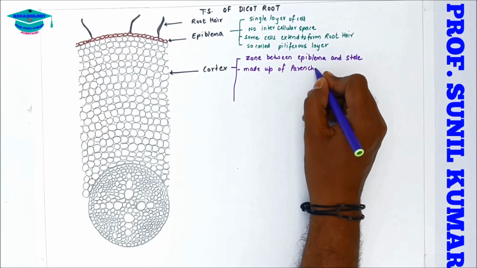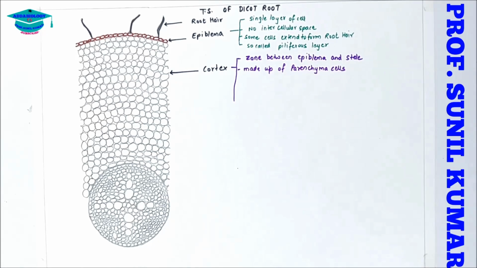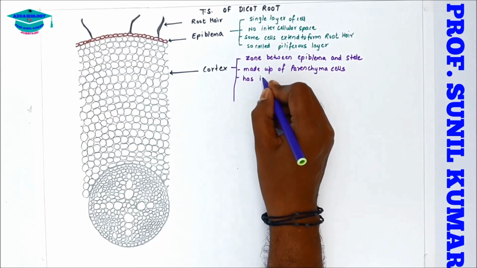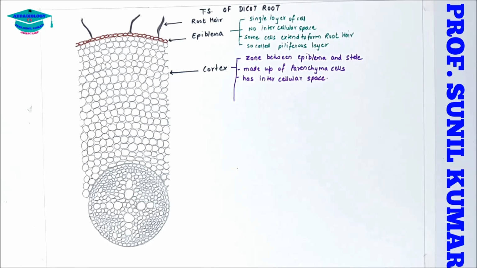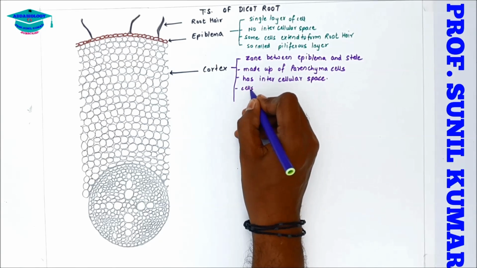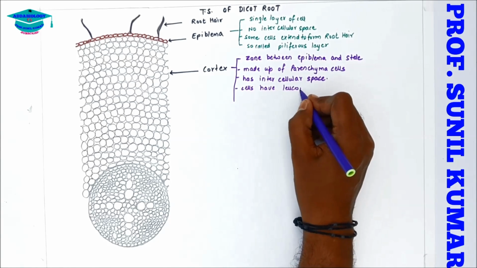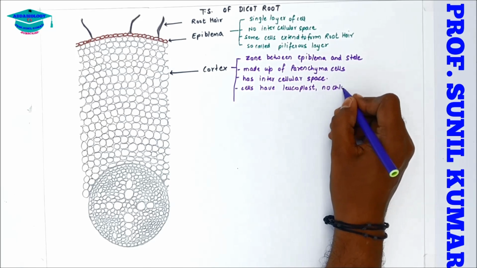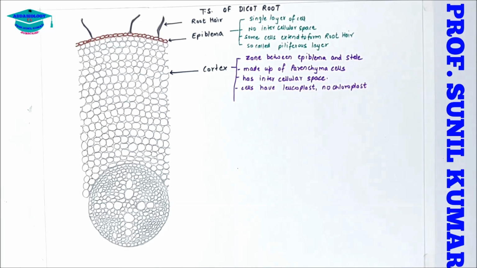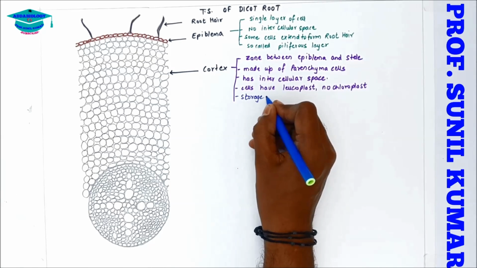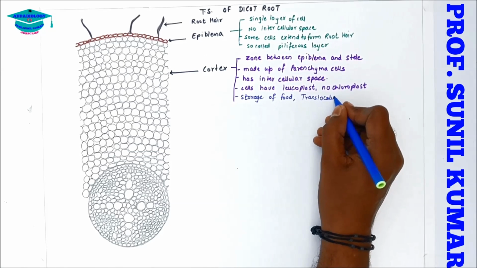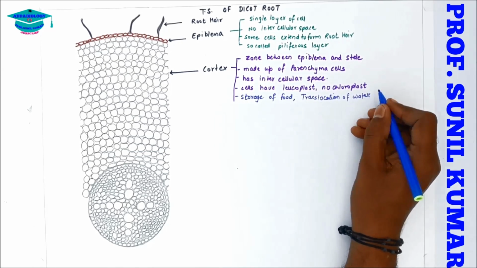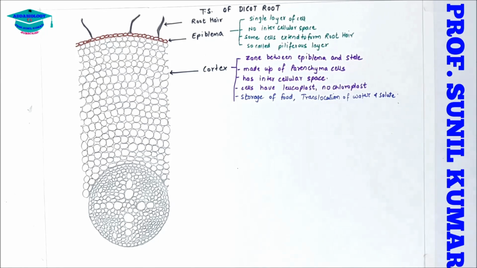Remember, all cortex are made up of parenchyma cells and they have intercellular space between them. It means that the cells are not sticking to each other. The cells have leucoplast but no chloroplast. It means they can store starch but they cannot do photosynthesis. So what becomes the function of cortex? It's simple: storage of food and translocation of water and solute. This is all you should know with respect to cortex.